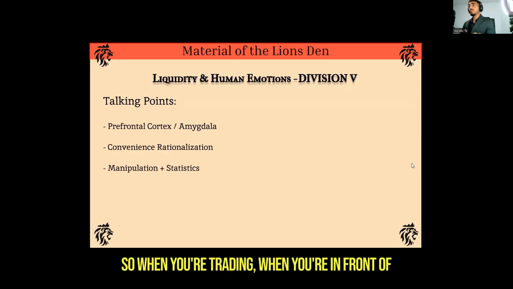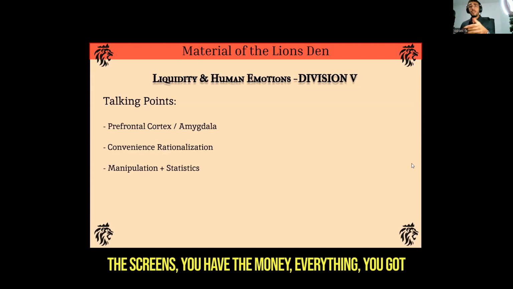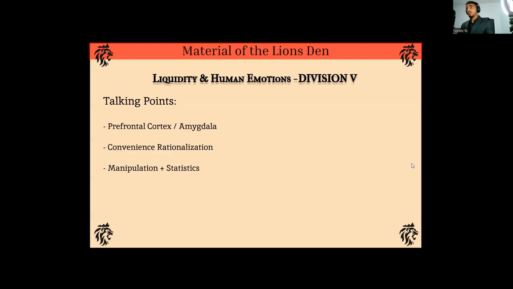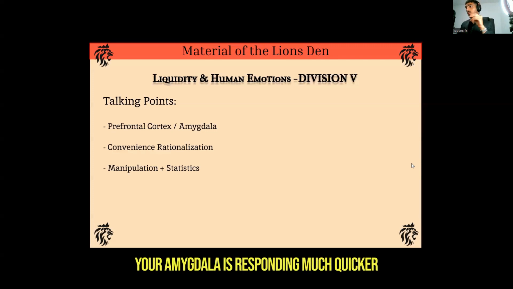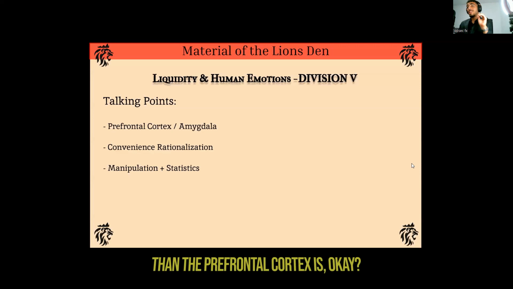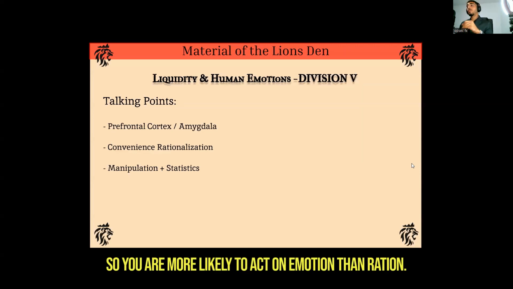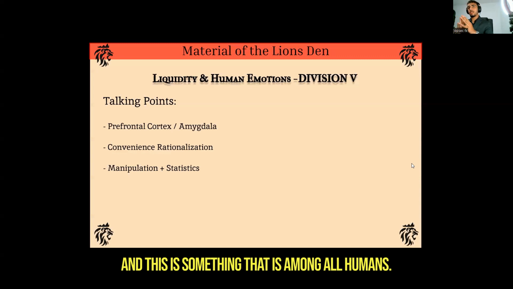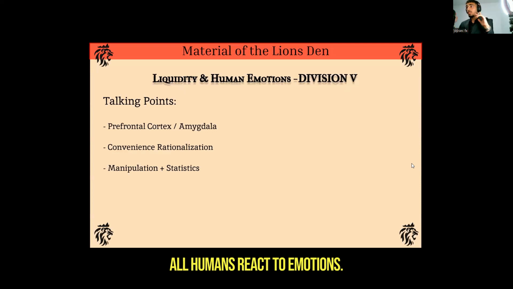So when you're trading, when you're in front of the screens, you've got the money, everything, you see the numbers, the P&L, prices moving up and down. Your amygdala is responding much quicker than the prefrontal cortex is. So you are more likely to act on emotion than rationality. And this is something that is among all humans. All humans react to emotions. And whenever you react to emotions, you're typically making a mistake.